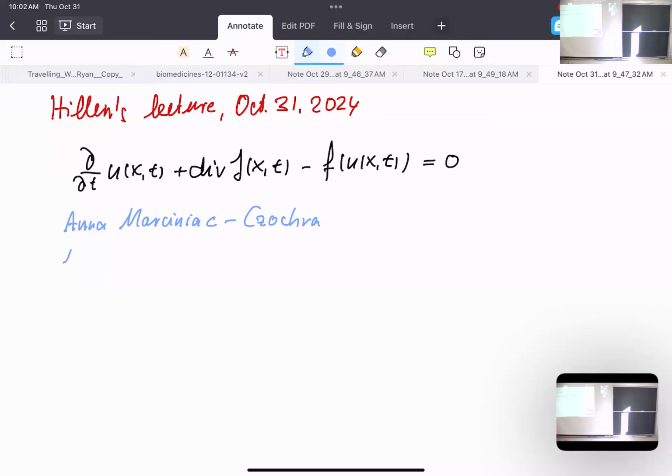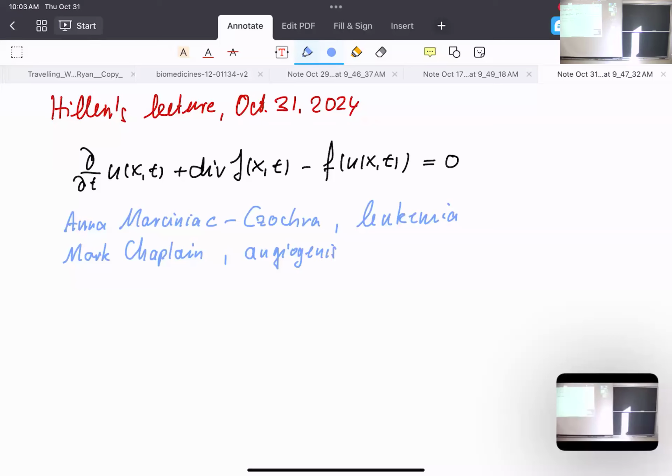After Anna, we have Mark Chaplain. Mark Chaplain is from St. Andrews University in Scotland, and he is really a pioneer in cancer modeling. He might have been one of the first 4 or 5 people who ever did cancer modeling, like 30 or 40 years ago. So he will talk about angiogenesis. So maybe I'll write this here as well. Leukemia, this will be angiogenesis.